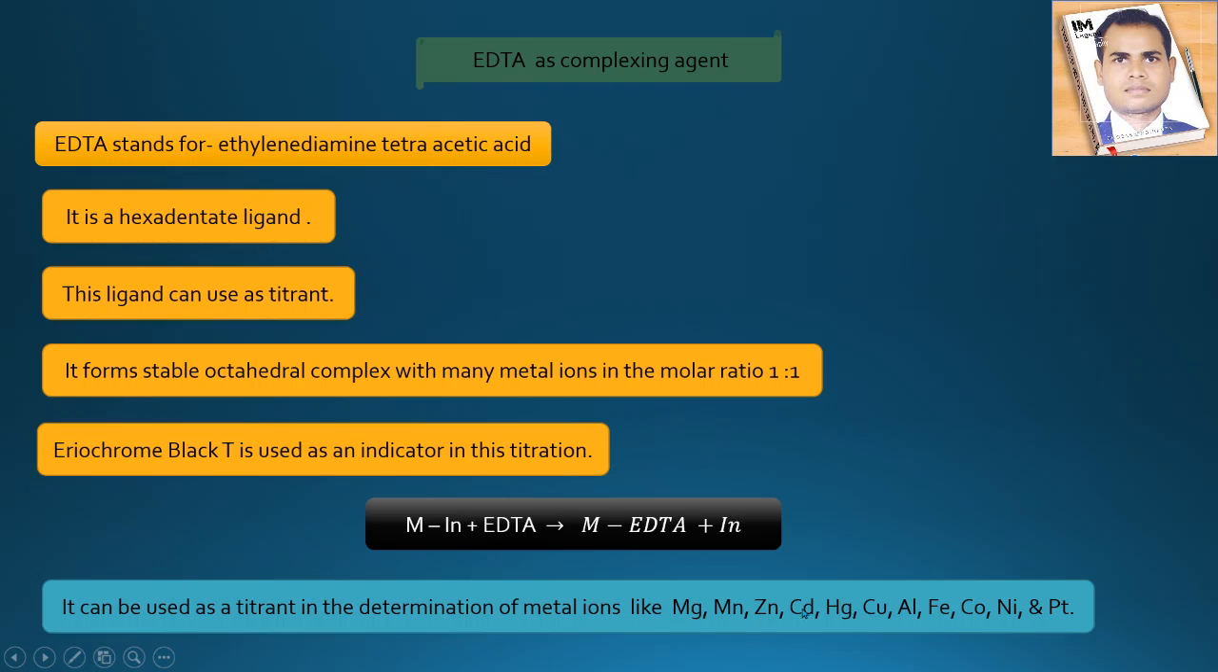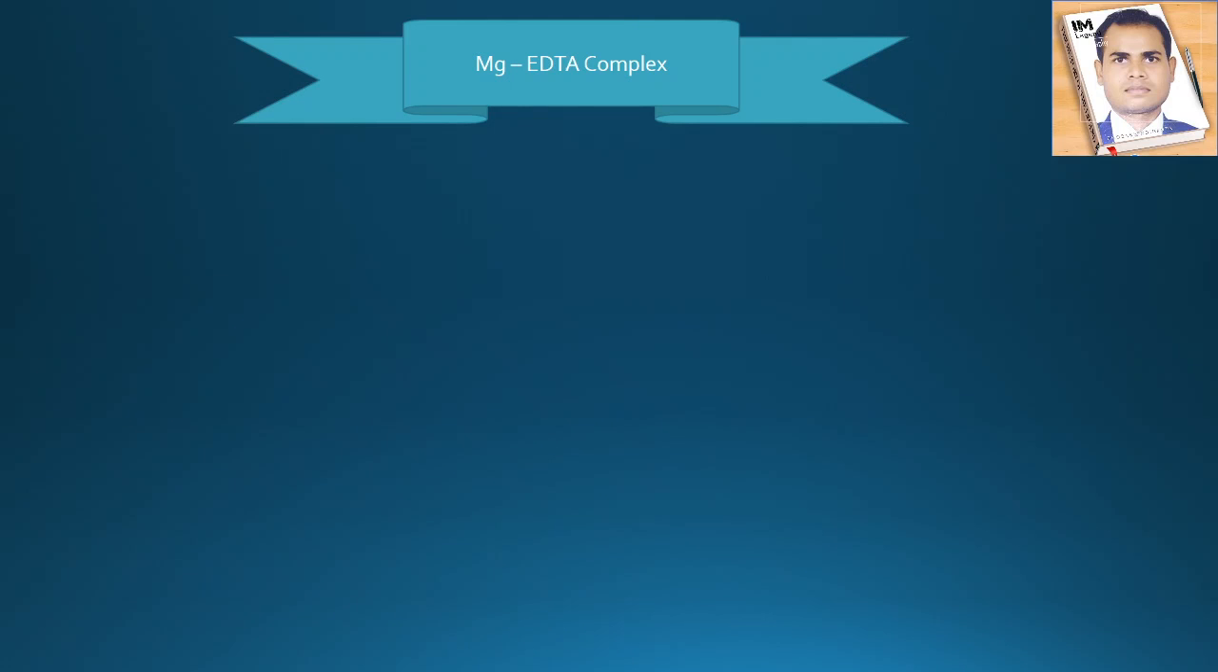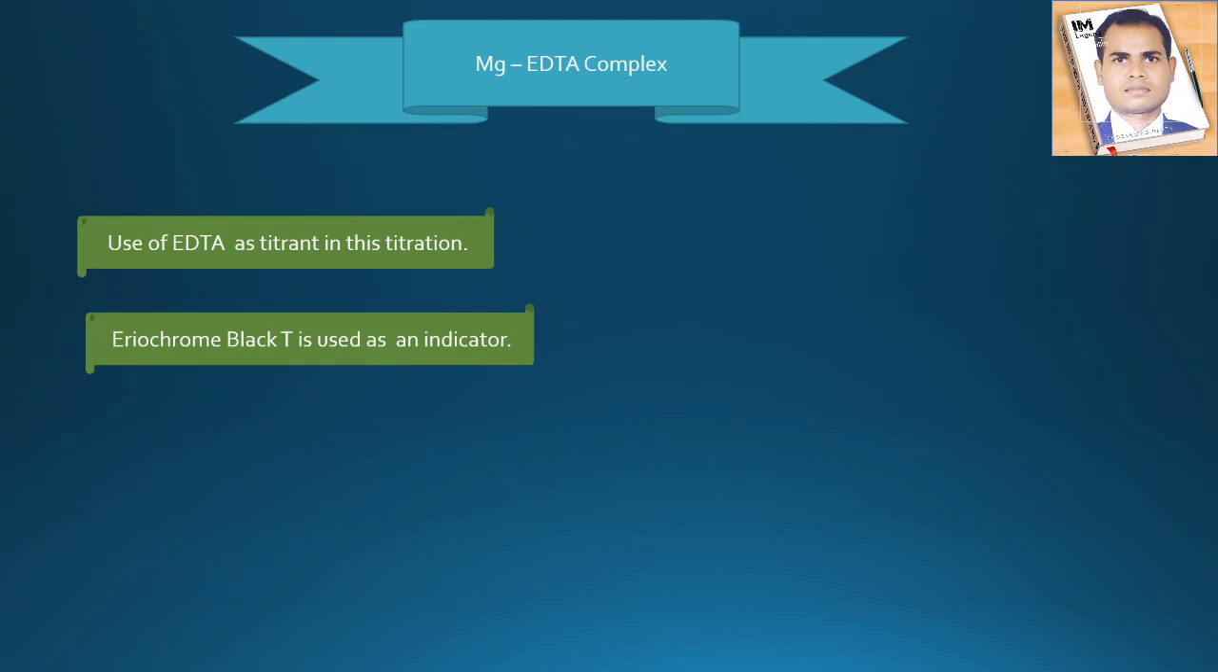So like this, elements we can determine with the help of EDTA in complexometric titration. In this way we have the magnesium EDTA complex. So we use EDTA as a titrant in this titration, and in this titration we have to determine the quantity of magnesium. As a titrant we can use EDTA, and Eriochrome Black T is used as an indicator for this titration.